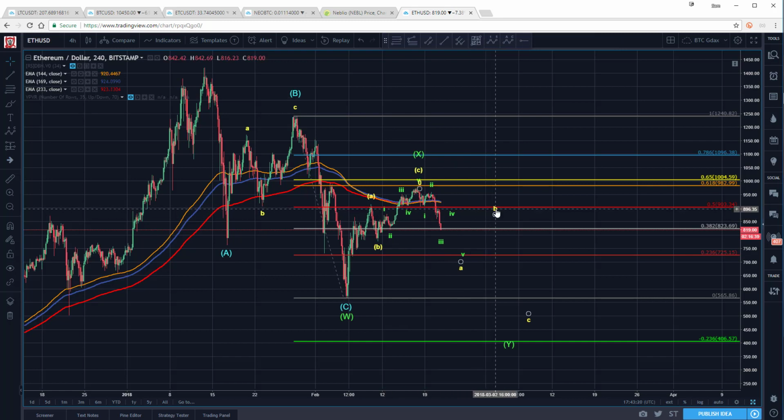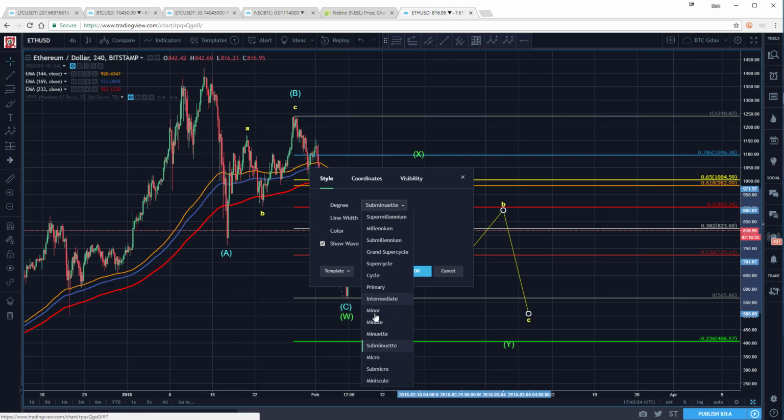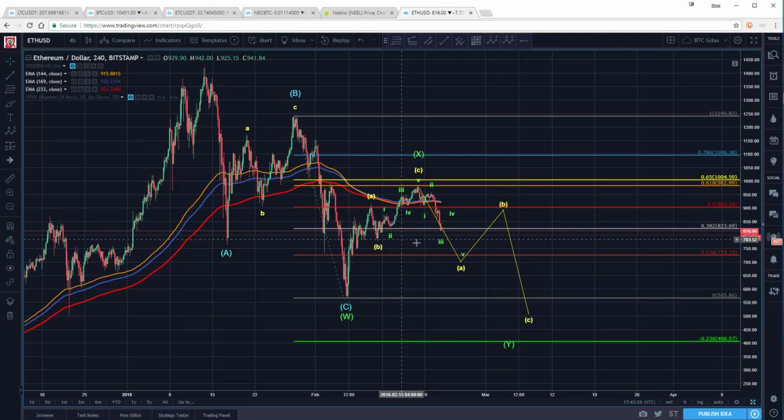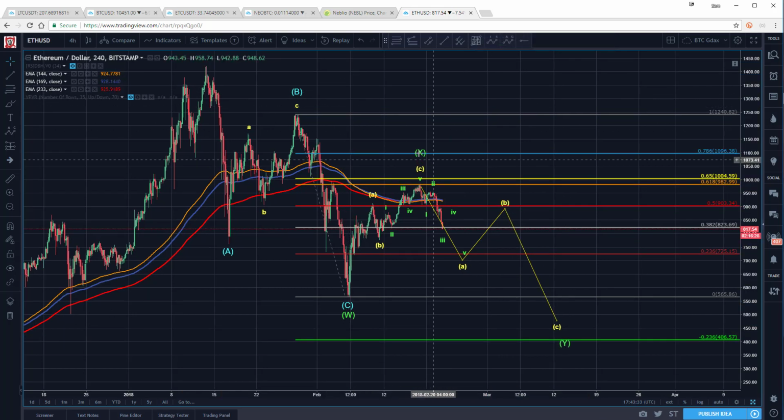Well, let me put the wave on that just so you get the idea of it. And let's go up a degree. All right, so that seems to be what's setting up to play. So here in the larger degree, in green you see we'd have WX, then down for an ABC into a Y. So what's that, 400? That would put us back towards 400 if we're going down towards that target.